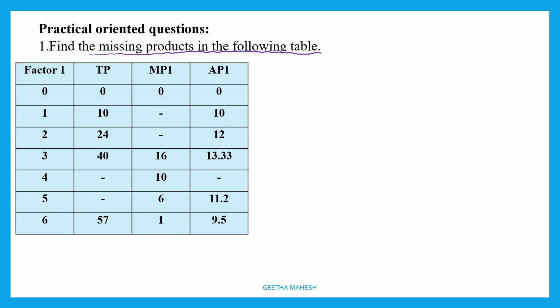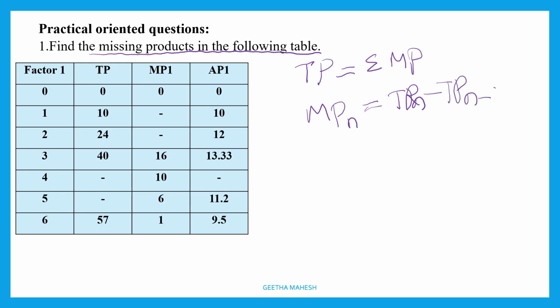Before we calculate, we need to write down the formulas. What is the formula for total product? Total product is equal to the summation of marginal product. How will you find a marginal product? Marginal product of N equals total product of N minus total product of N minus 1. How will you find AP? AP equals TP divided by the factor, or labor, you can consider.